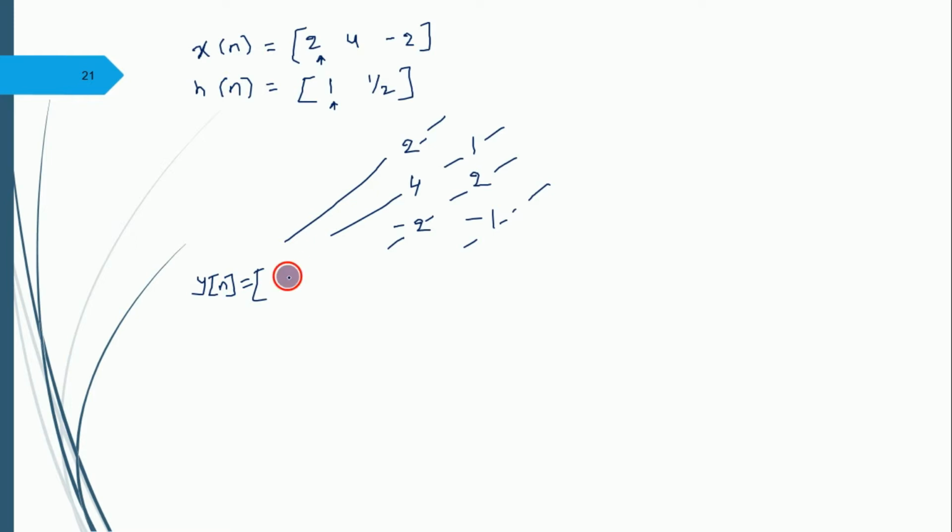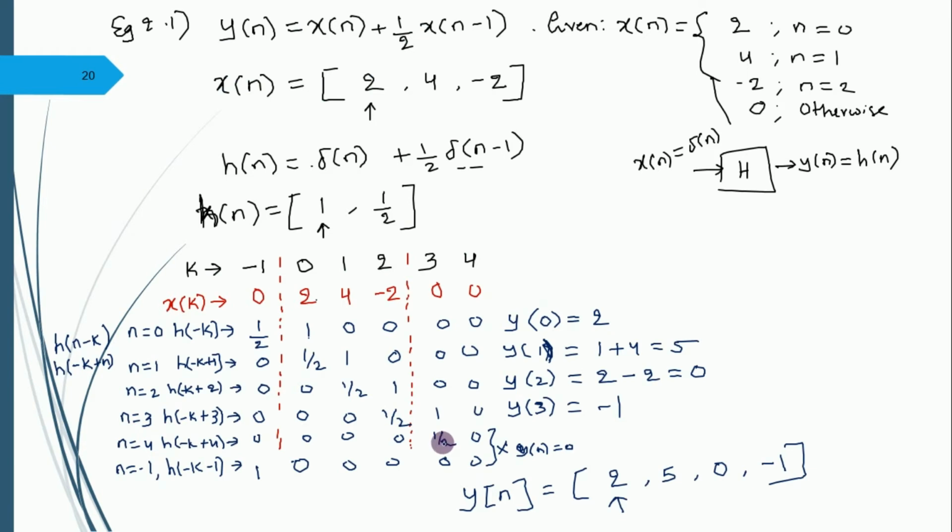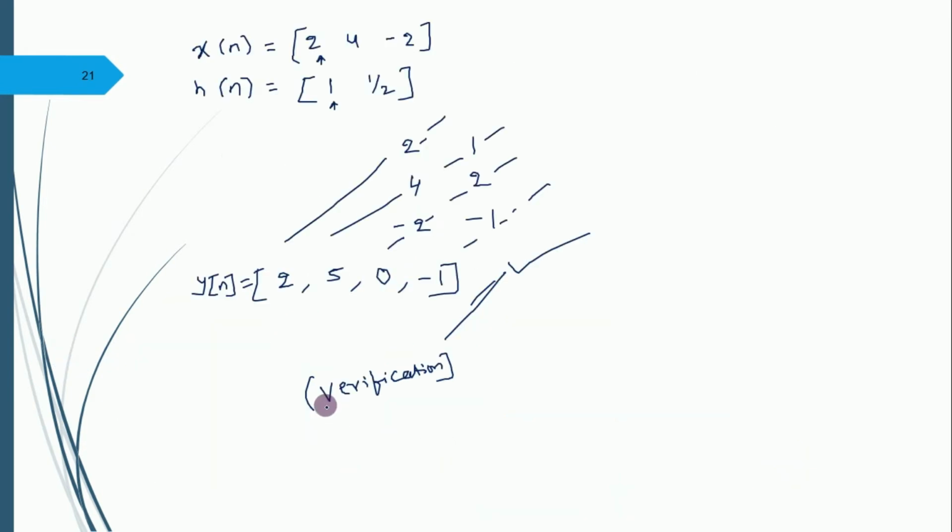What do you get? This is 2. This is 4 plus 1, 5. This is minus 2 plus 2 is 0. This is minus 1. That's it. This is verified to be right. This is verification. So it is resulting in the same answer. So that's it about the convolution sum of this example.